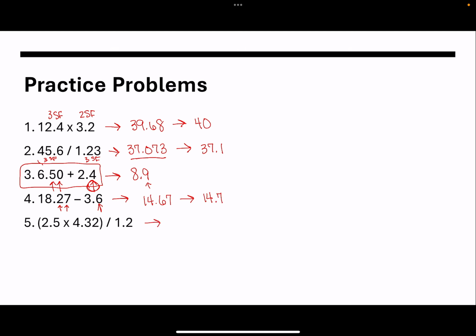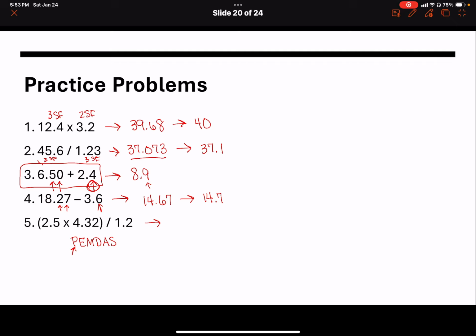And then lastly, don't forget PEMDAS. Remember your order of operations. In that, parentheses come first, so we would do our parentheses first in our math, and then we're going to divide by this. But you can see we're doing multiplication and division, so the rules for significant figures mean we go with the least amount of sig figs, which this has two and this has two. So it would be two sig figs. So this would be 9.0.